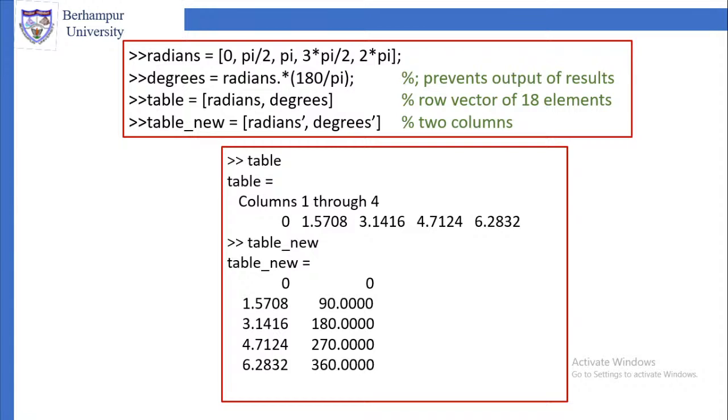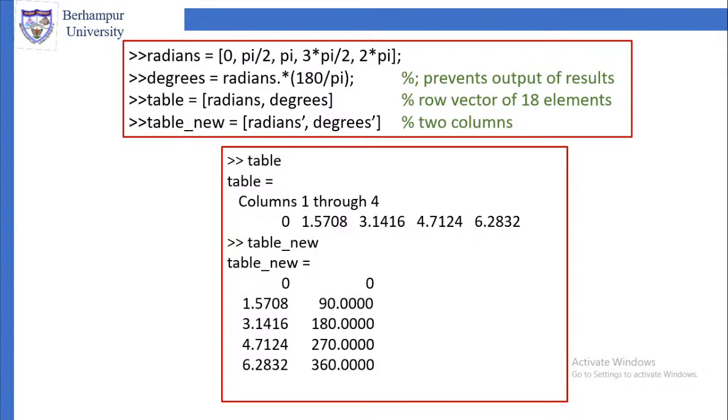Radians has 5 elements. Degrees is equal to radians dot star 180 by pi, which means we are going to multiply element by element by 180 by pi. Means radians will be converted to degrees. So the second line converts radians to degrees. The semicolon at the end of these first two lines prevents the output of the result. On the command window, we will not see the result for these two.